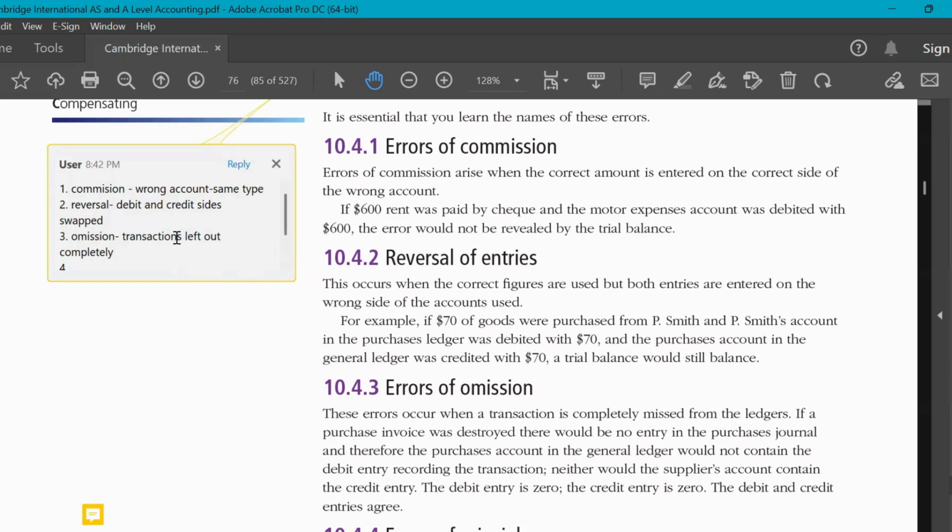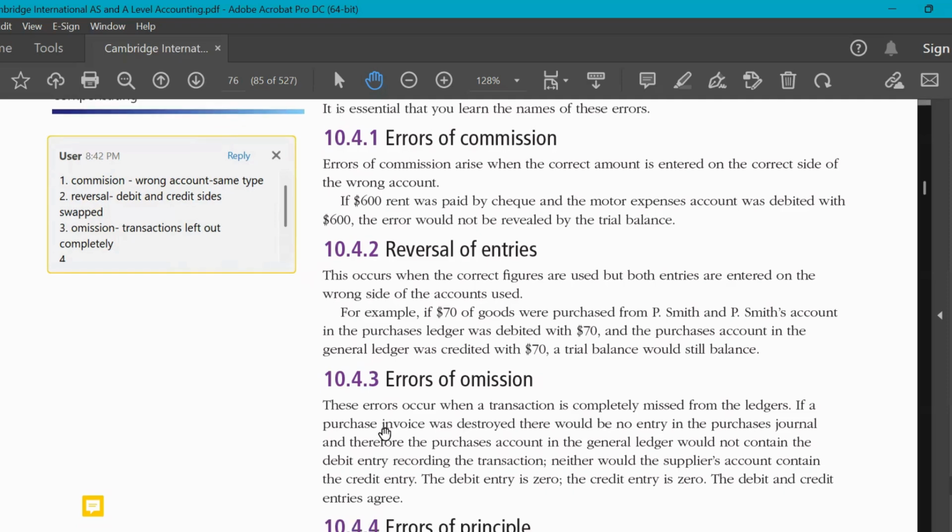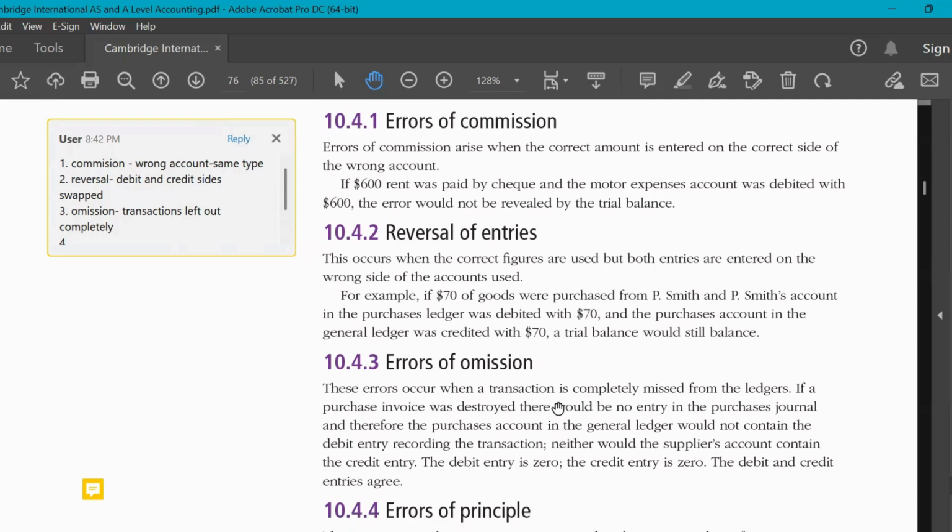Reversal is swapped, the debit and the credit. And the third one is the error of omission. Meaning, these errors occur when a transaction is completely missed from the ledgers. When we say missed, it means it's completely left out. The transactions are completely left out.